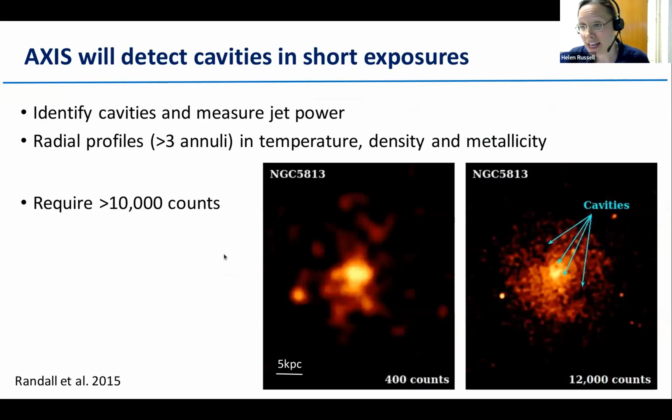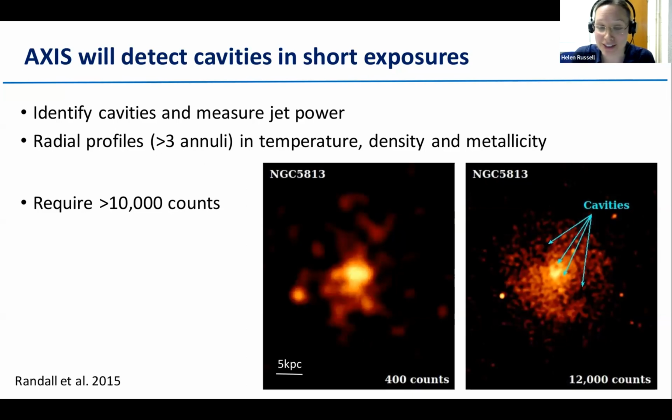So what's the difference then? If we're moving from a few hundred counts with Chandra to more than 10,000 with AXIS, why is this such a game changer? Well, it really is in terms of feedback studies, as I've tried to show here. I'm using NGC 5813 as an example. Obviously, Chandra has done a very deep study of this target, and I'm only showing a tiny snippet of the data for my purposes here. If you're interested in this object, Scott Randall's paper in 2015 is what you want.